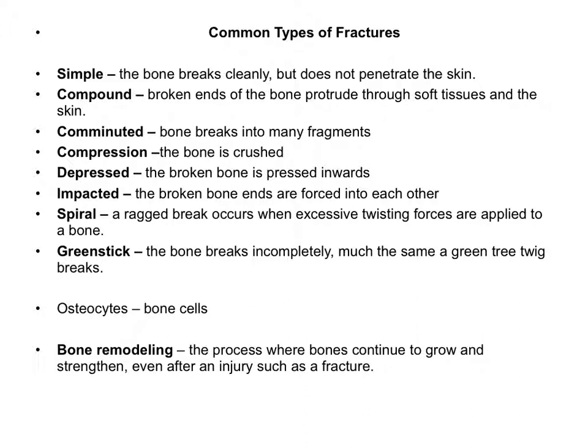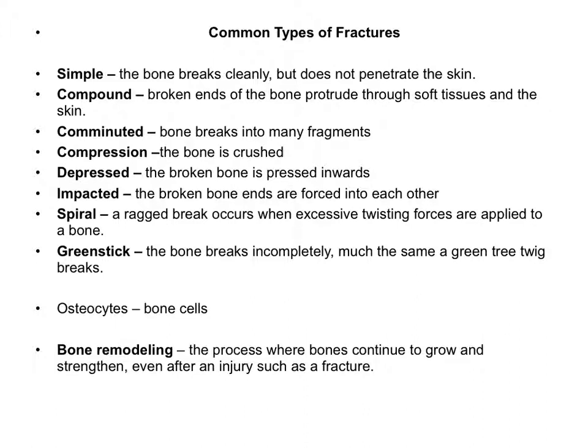The spiral fracture is a ragged break which occurs when there's excessive twisting forces applied to the bone. And the green stick, which is right up there with the compound fracture, where the bone breaks incompletely and is still attached, much like a green twig. This usually happens with young children.